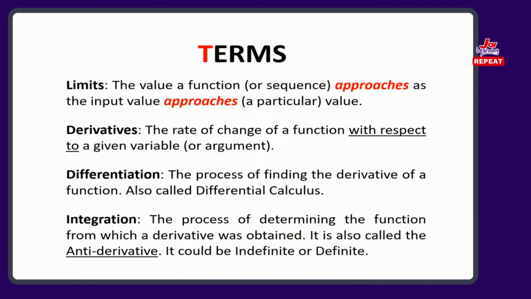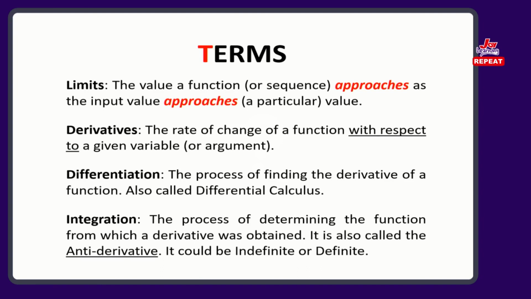Second is the derivatives. Think of derivatives in terms of refinery. So crude oil is refined and we get, say, gasoline, or we get petrol, liquefied something from the fractional distillation of crude oil. That is a derivative. It's something we obtain. So derivatives in mathematics is what we obtain from a function. So it is the rate of change of a function with respect to a given variable.